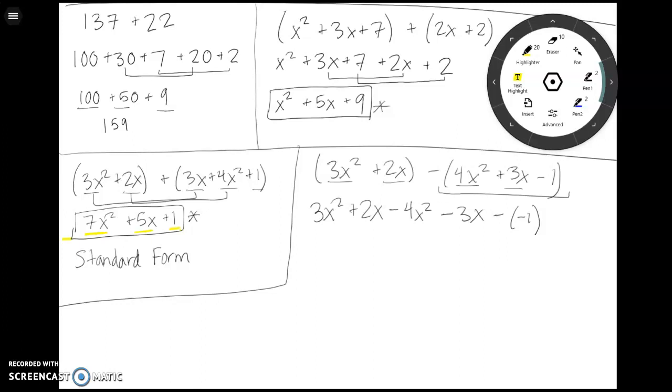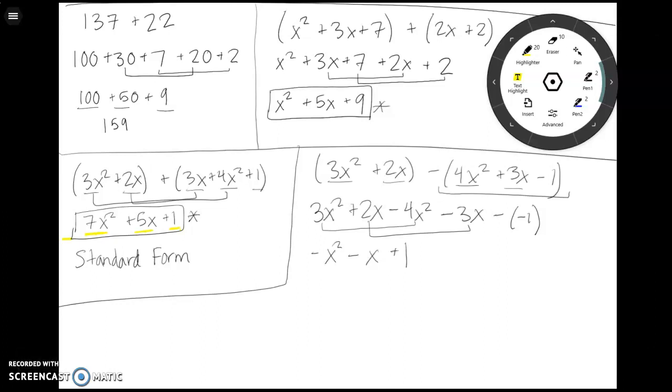Now I can start combining like terms. So I have a 3x squared and I have a minus 4x squared. So 3x squared minus 4x squared is negative x squared. I have this 2x minus a 3x. That's going to give me a negative x. And then I have this minus a negative 1, which turns into adding 1.